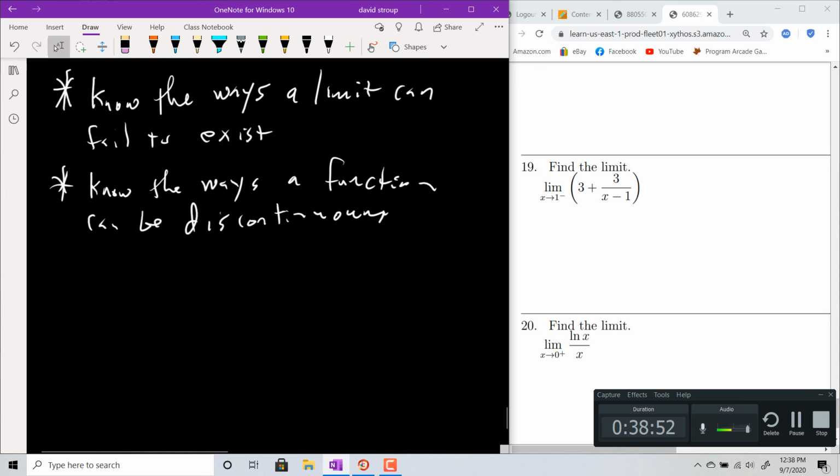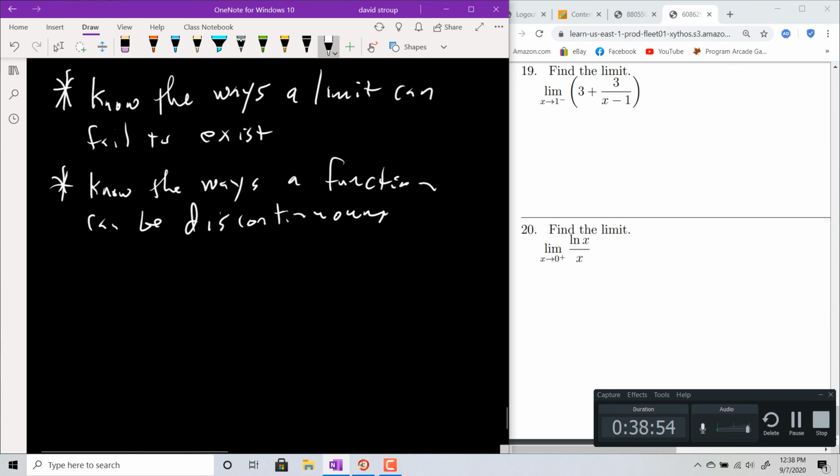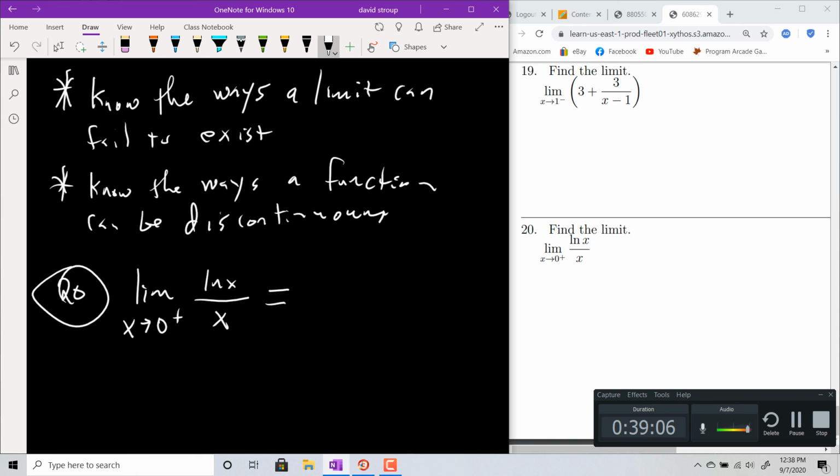Let's look at the last one on the test. So number 20, find the limit. Limit as x goes to 0 from the right of the ln of x all over x. This one is actually a different type. If you do a substitution and you kind of think about it, ln is going like this as x goes to 0. So that's a negative infinity, and then we have a 0 below.